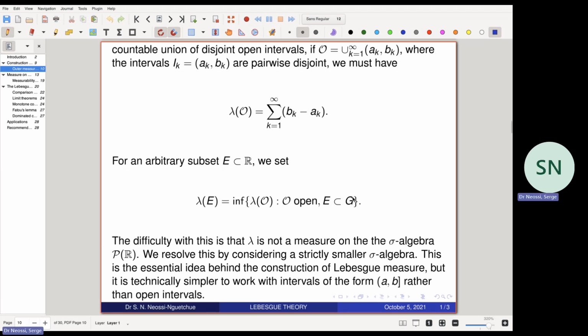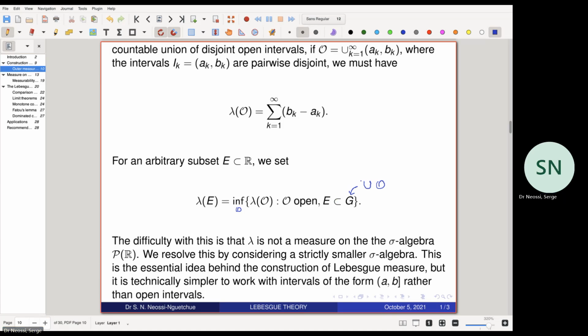Yeah, I think that this G is actually O. Wait, no, I don't think so. Okay, so this G actually, because this infimum will be taken on O, right? So this G should be a collection of O, right? Yeah.